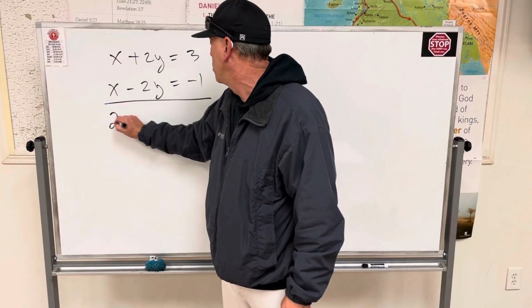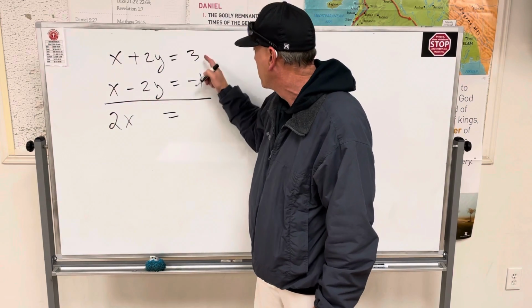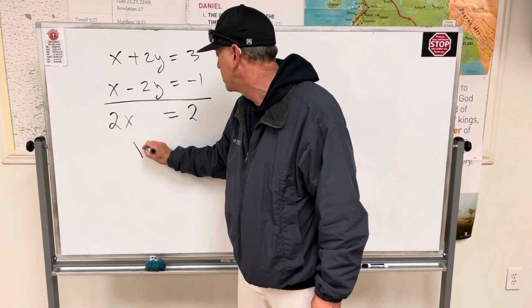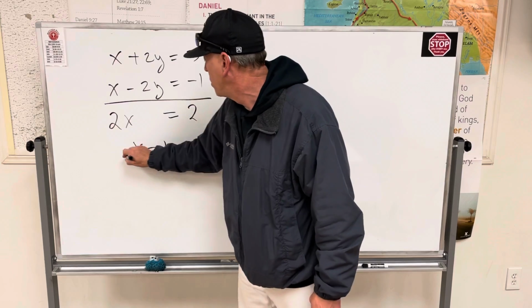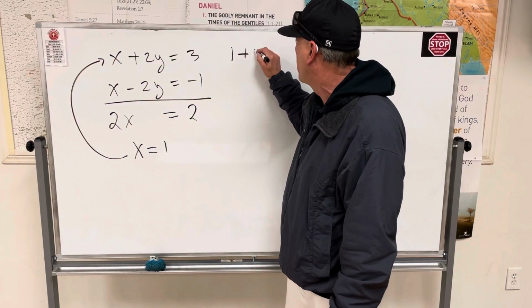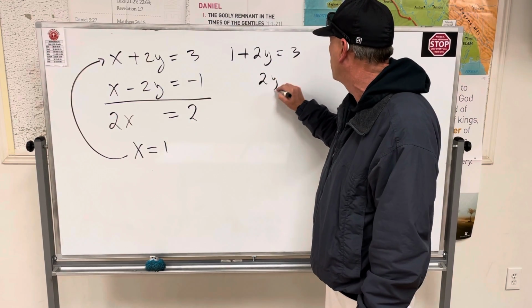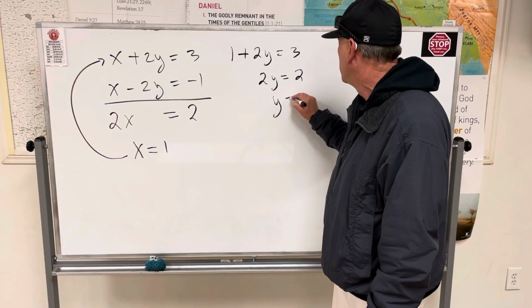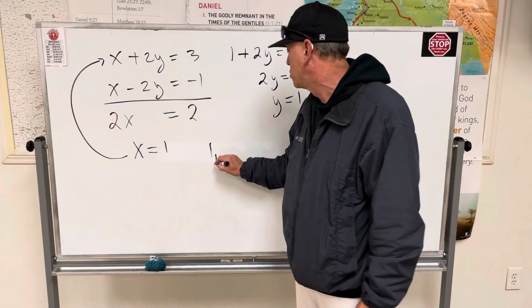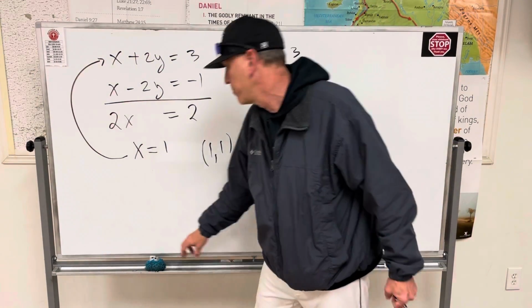We would get 2x is equal to, because 2y minus 2y would cancel out. We'd have 2x equals 2. X then would equal 1. We then take that 1 and plug it back in the original problem. We would get 1 plus 2y equals 3. Subtract 1 from both sides to give us 2y equals 2. Y is equal to 1. In that case, the solution set is 1, 1. And that's a way of solving that.